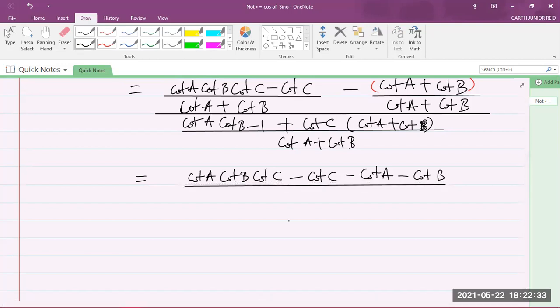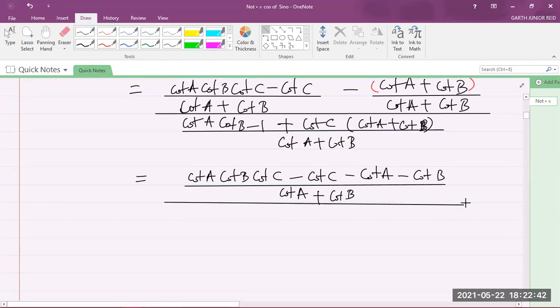I'm going to divide that by cot A plus cot B. That's my LCM. And I'm dividing all of that by cot A cot B minus 1, plus... I'm going to now distribute the cot C by each term inside the bracket. So I'm multiplying the cot C and distributing it inside.